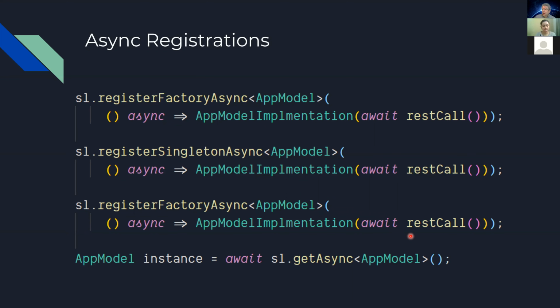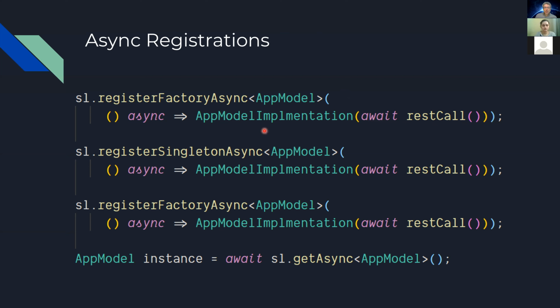So besides the registration functions that I showed you so far, we have some more possibilities. We can also register async objects. What does this mean? Async objects are objects that need an asynchronous factory function, for example, if to create this object, a REST call is needed.